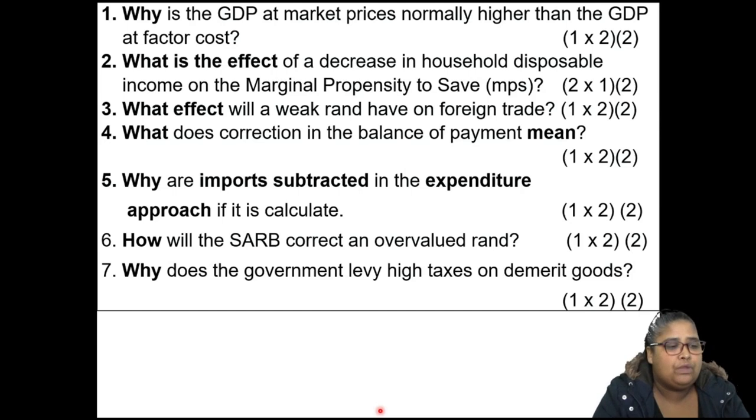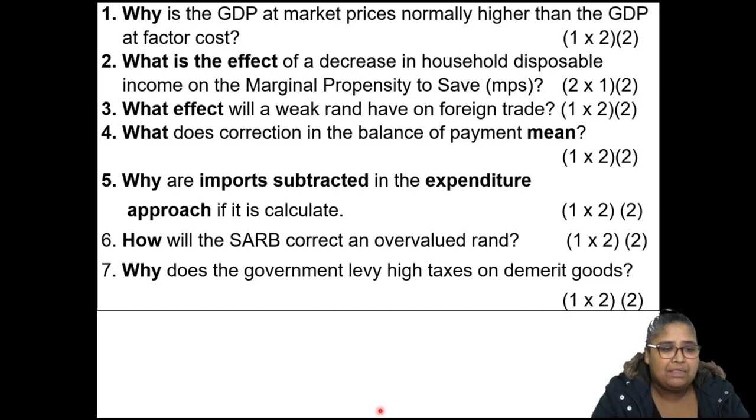So, correcting the first question. The question asks us, why is the GDP at market prices normally higher than the GDP at factor cost? Now, in order for you to be able to answer this question, you need to know which method of GDP calculation we come across, where we have a line labeled GDP at market prices, and then we have GDP at factor cost, right? So to me, if I look at factor cost, it already tells me this has something to do with remuneration that is earned by the factors of production, which would be the income method, okay?